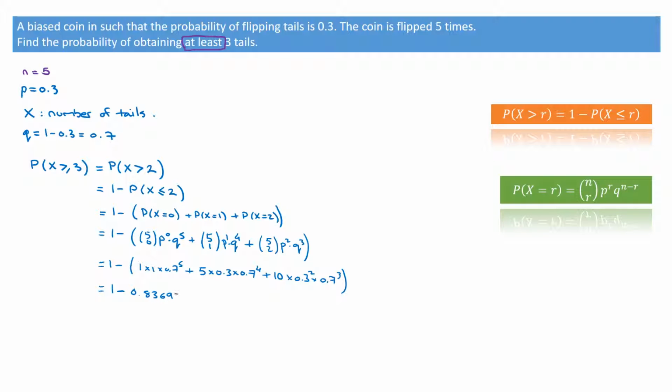0.83692, which leads us to 0.16308. Now, of course, rounding to 3 significant figures, we find the probability of X being greater than or equal to 3 is equal to 0.163. And there we go. That is the probability of obtaining at least 3 tails with this biased coin. And so this is how we would use the complement formula. Hope it helps.